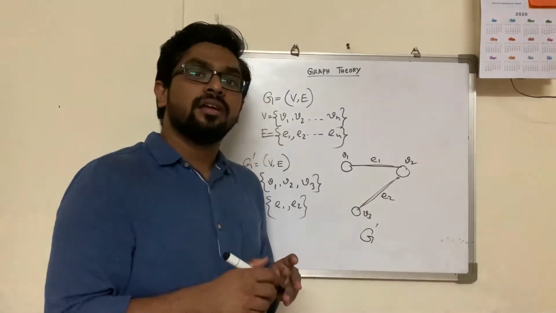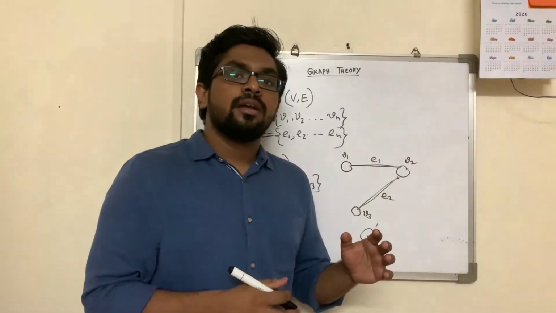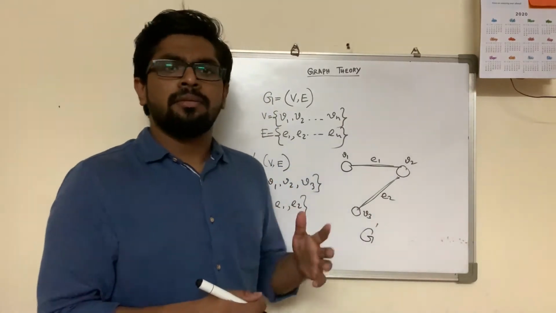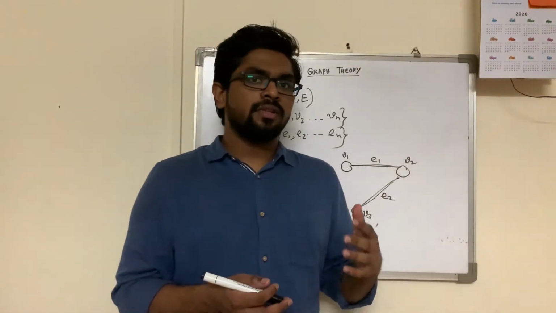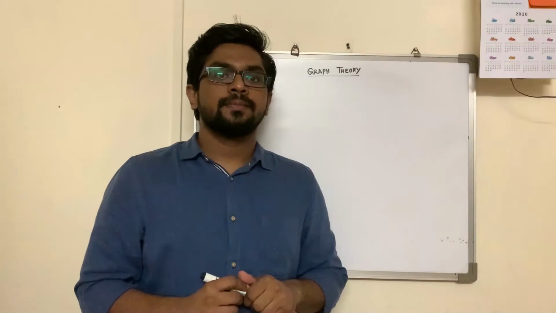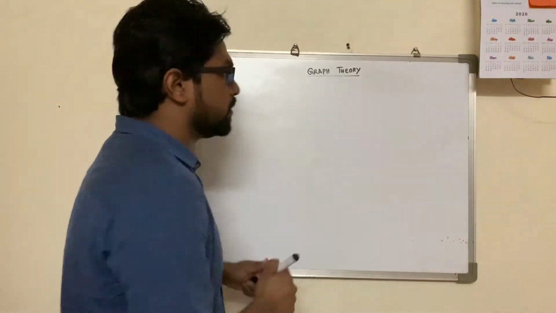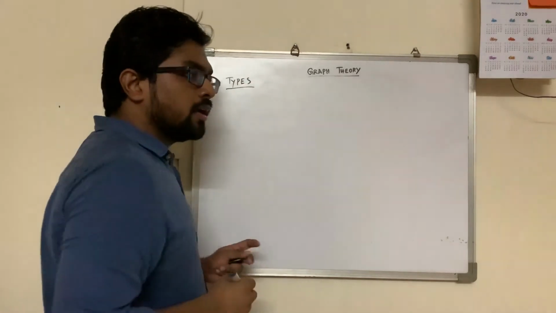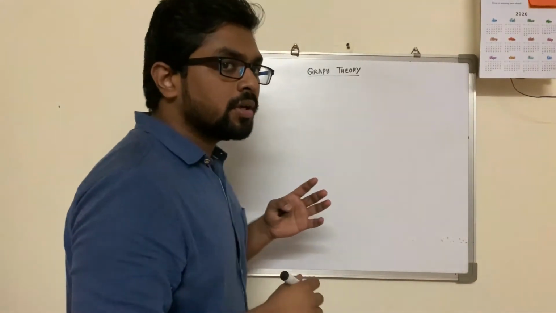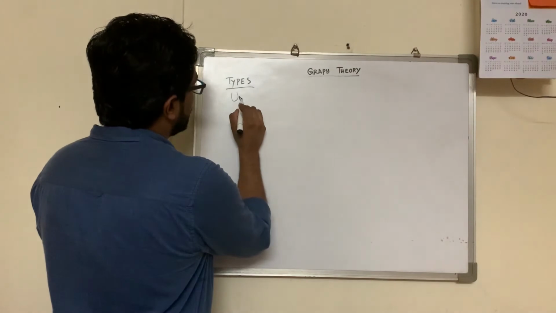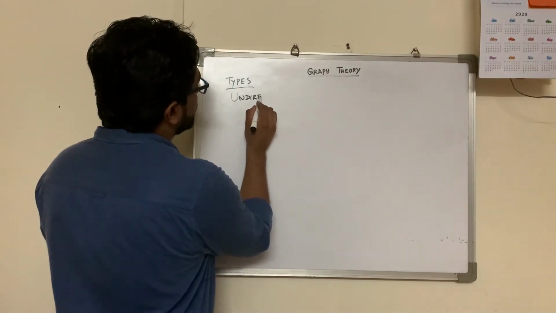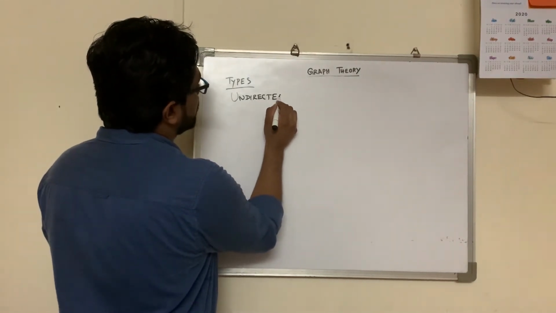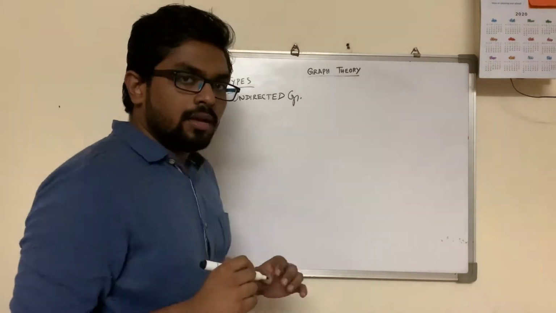Now from here we'll be diving into different kinds of graphs. Well, there are many kinds of graphs. We will start from the very basic. So we will be talking about types of graphs. The first and foremost type I want to discuss is the undirected graph. What is an undirected graph?